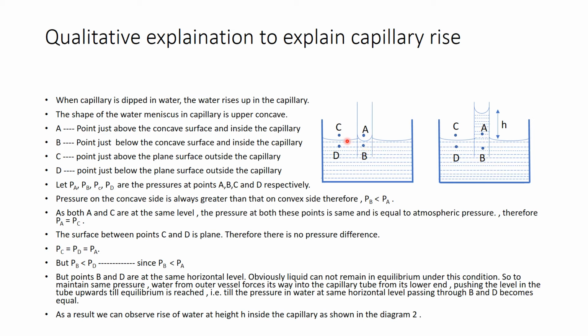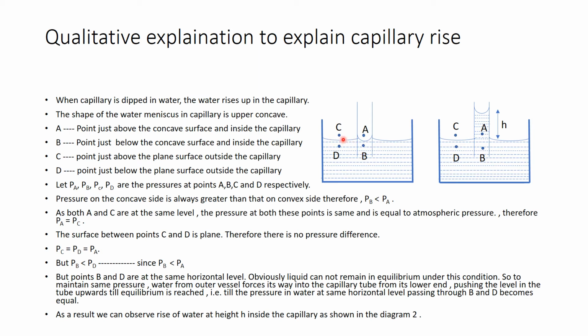C is the point just above the plane surface. This surface is plane surface. At the edges only it becomes curved. Are you getting the difference? At the edges it is getting curved because it is in contact with the solid surface. Otherwise this surface is plane surface.